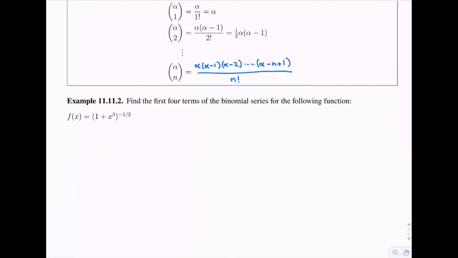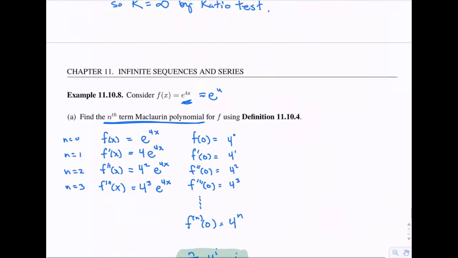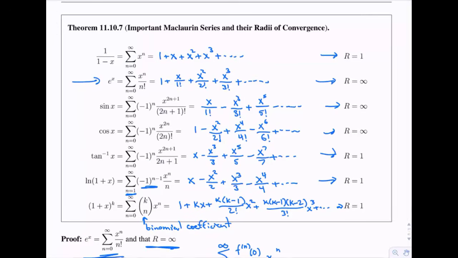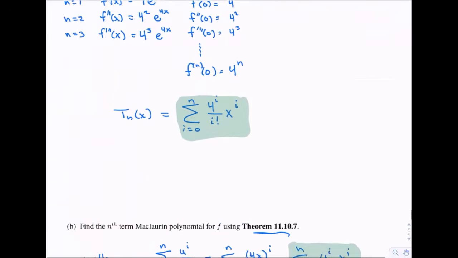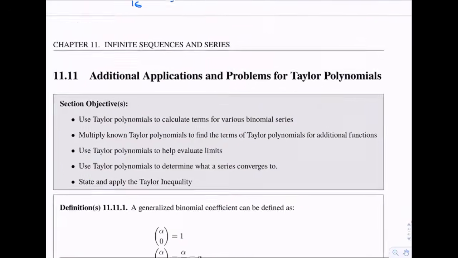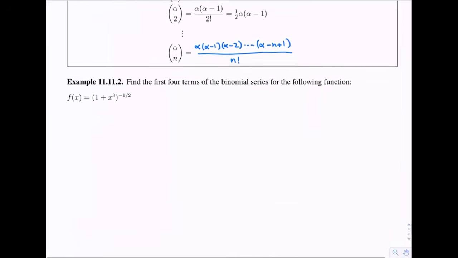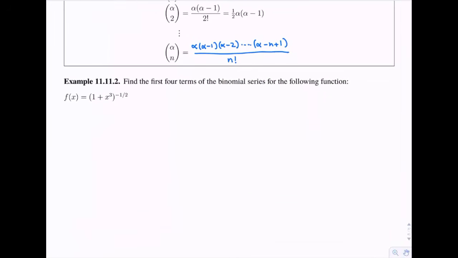So this is the generalized binomial coefficient. So let's go ahead and use this to find some binomial series. Or this is really Maclaurin series, right? So we're using this property up here back in 11.10.7, that says 1 plus x raised to the kth power is equal to the sum of k choose n times x to the n, summing from n equals 0 to infinity. Okay, so here we are. We have 1 plus x cubed raised to the negative 1/2.